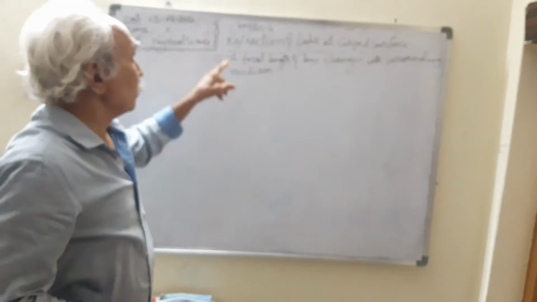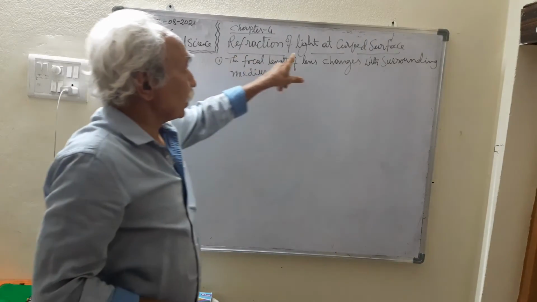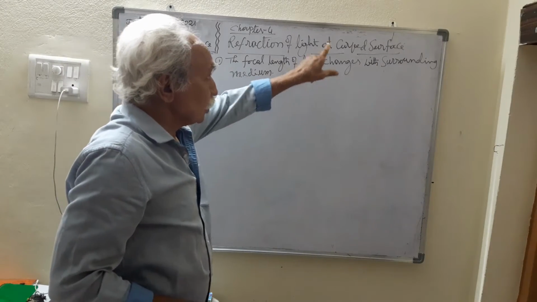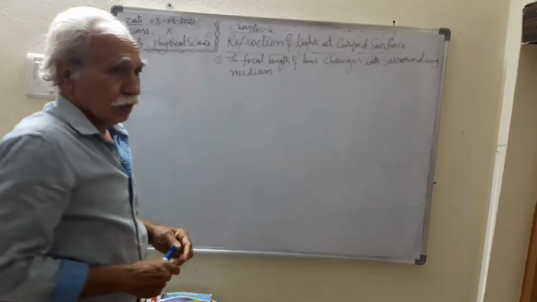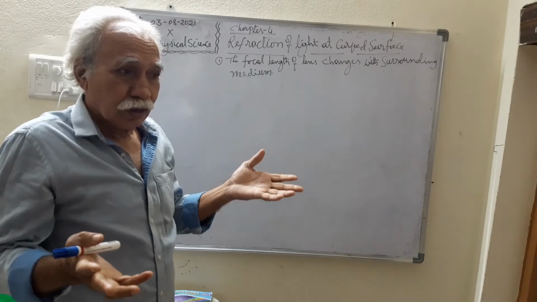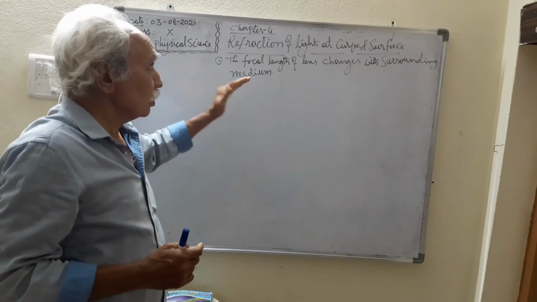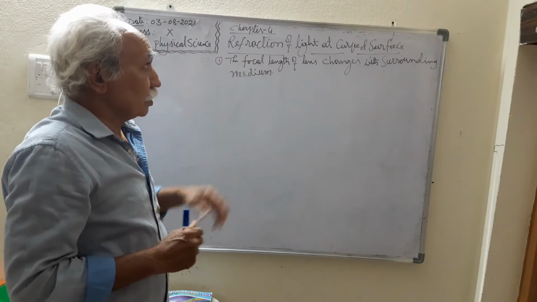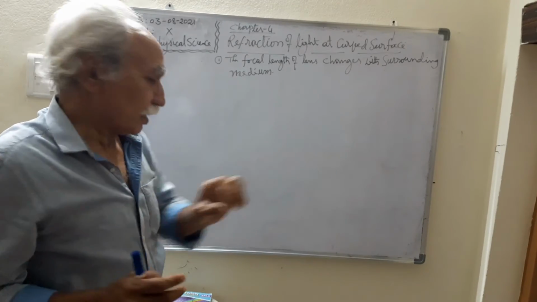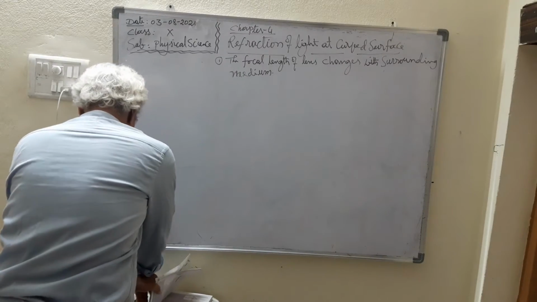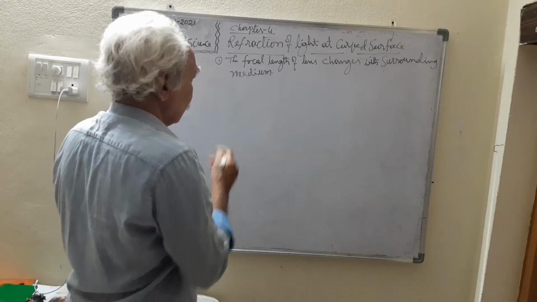Students, today we are going to learn about the refraction of light at a curved surface: the focal length of the lens changes with the surrounding medium. If the optical density of the surrounding medium changes, the focal length of the lens changes. This is one property that we are going to demonstrate with an activity. So let us see this activity. What is that activity here? The focal length of a lens changes with the surrounding medium.